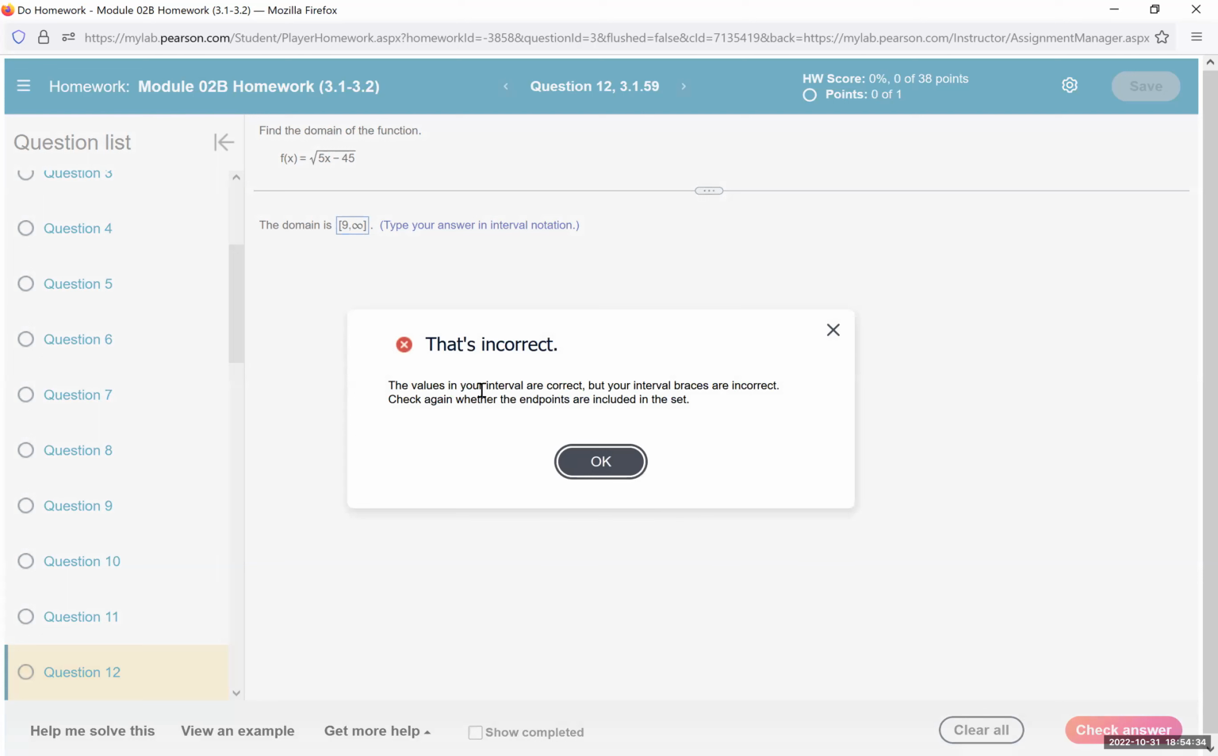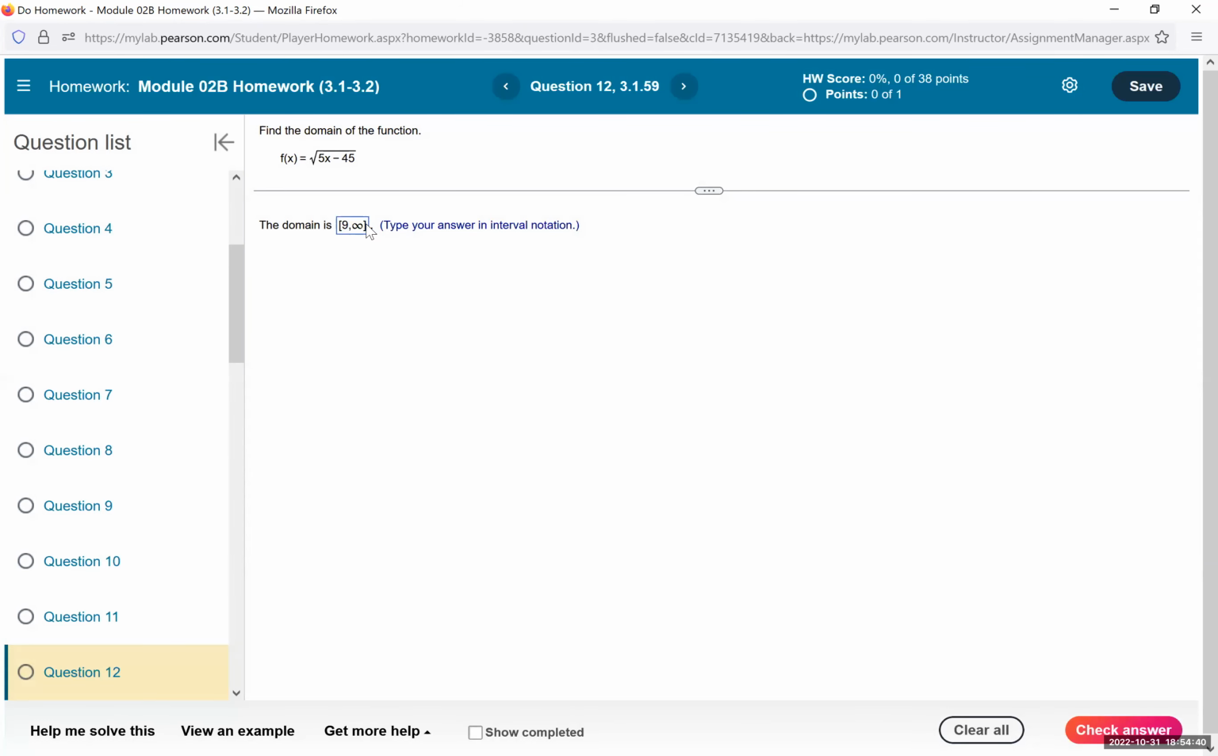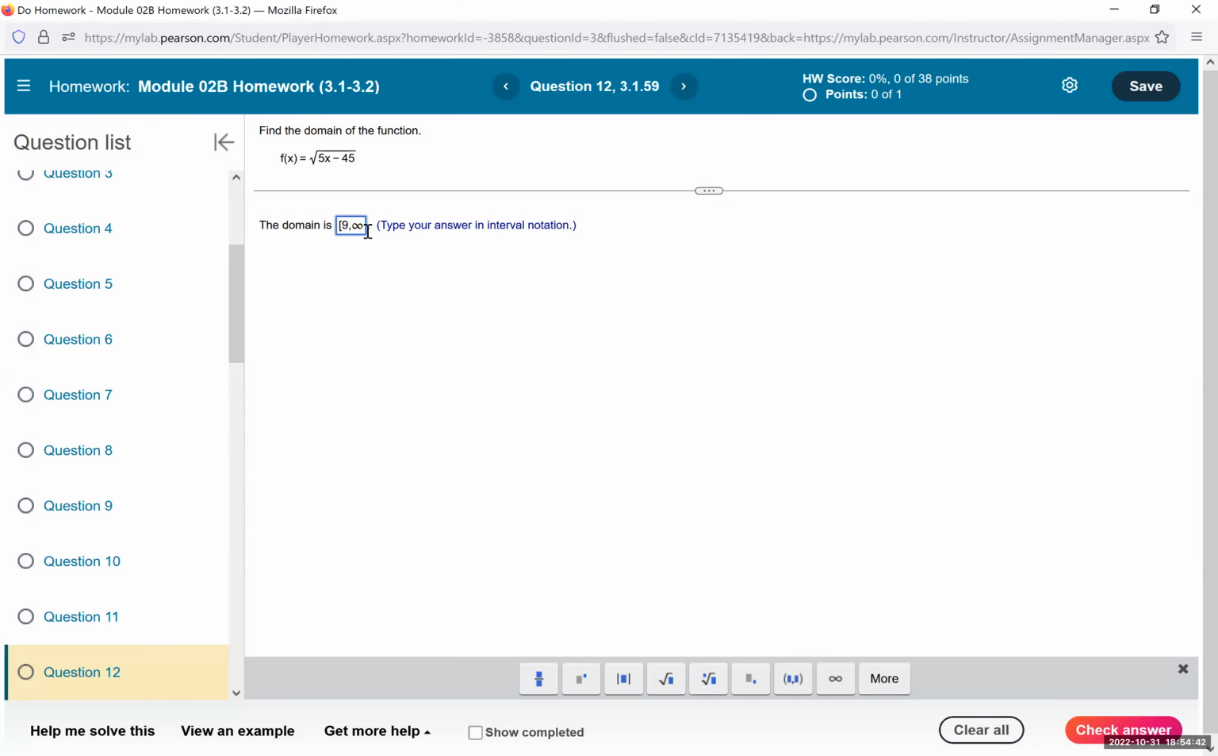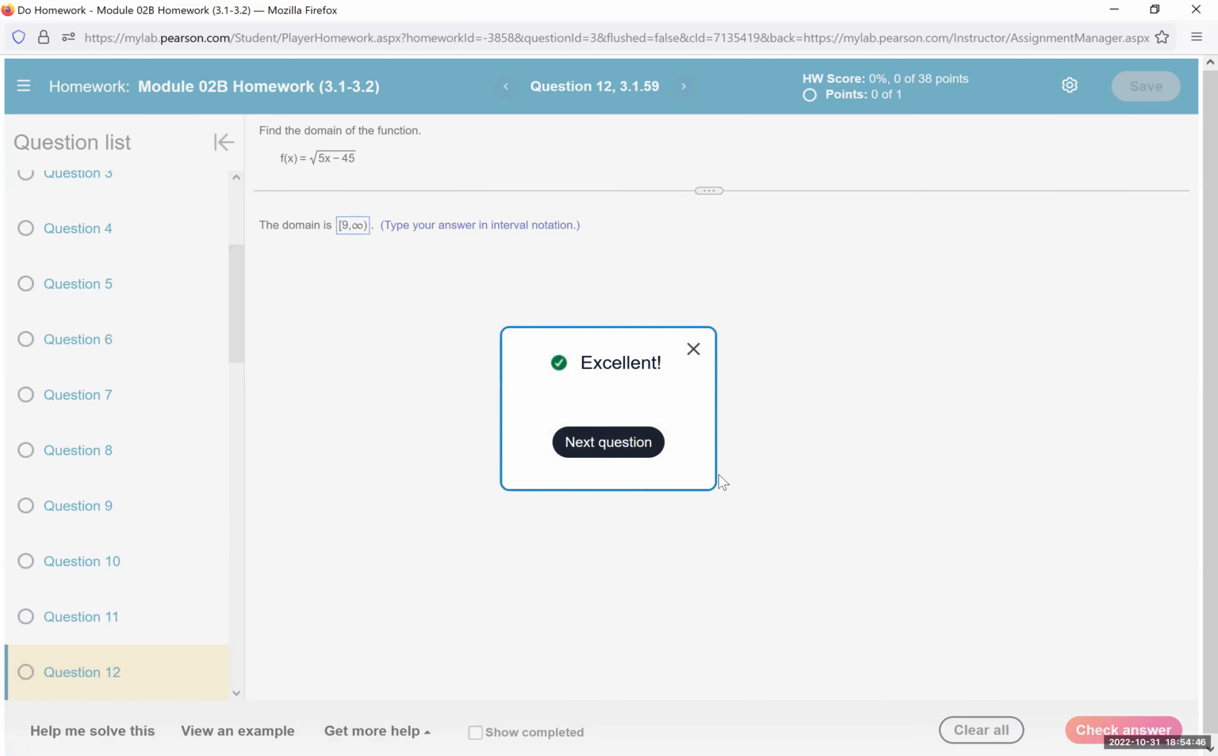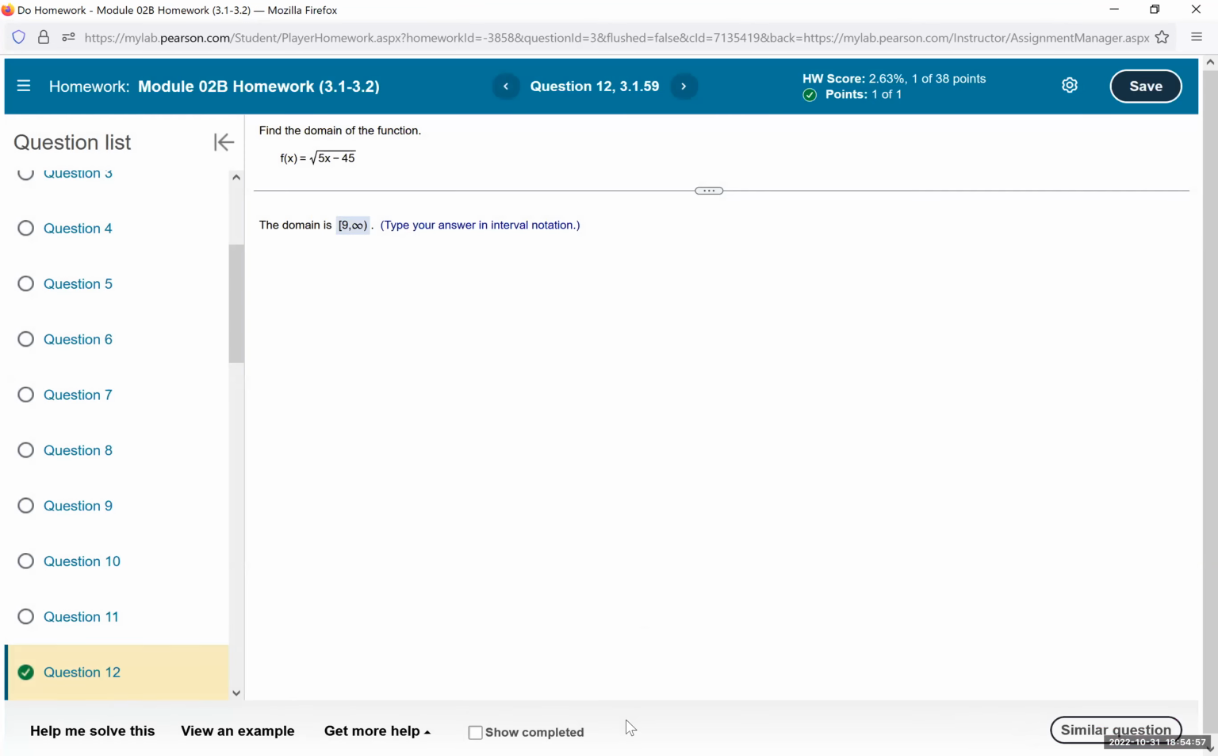The values in your interval are correct. Okay, so they are helping us, but your interval braces are not correct. So they said you messed up your parentheses or brackets. There we go. So it is helpful to read. If you get it wrong, it can be very helpful to read because you may have just messed up a parenthesis and you have to change it to a bracket. All right, not a problem. Let's pause here. I know we're running very quickly out of time, but we're going to pause.